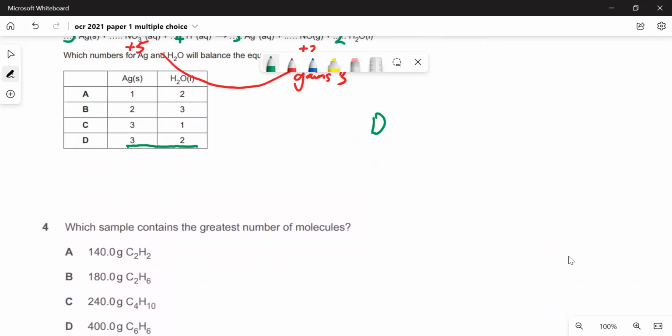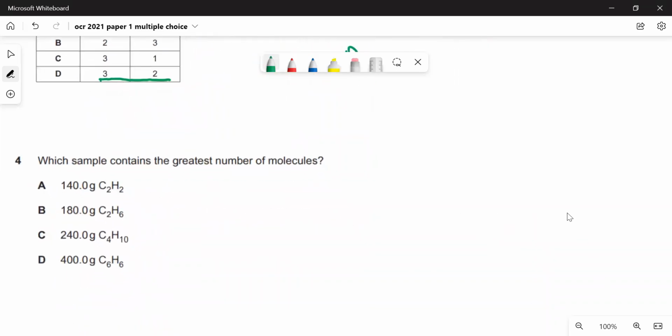Okay, which sample contains the greatest number of molecules? So what we're going to have to do here is find out the number of moles. Moles is equal to mass over Mr. So A, well, the Mr of that, you can quickly work out. It's going to be 26. So that's going to be 140 over 26.